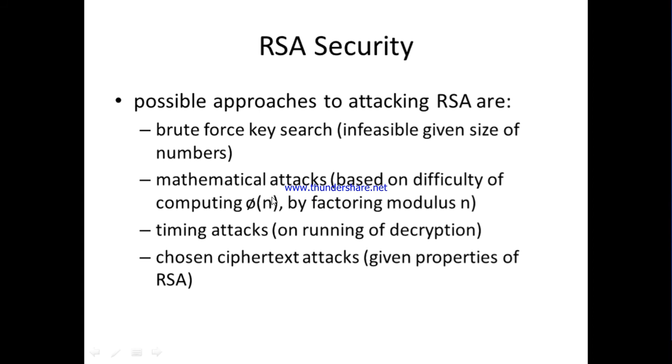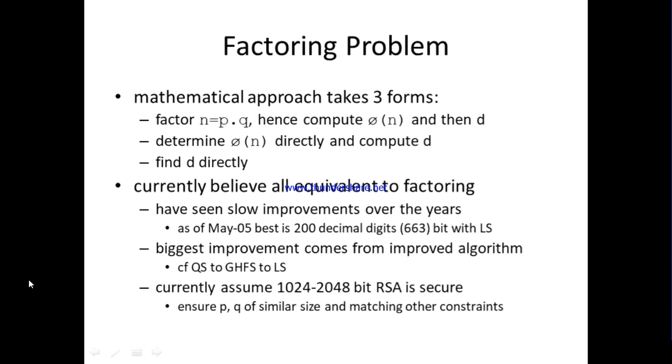How do we calculate phi of n? Phi of n is equal to p minus 1 into q minus 1. Even though we know n, it is very difficult to identify phi of n. Timing attacks on the running of decryption are also difficult. Chosen ciphertext attacks are attacks on the RSA algorithm, and most RSA implementations are affected by them. The attacker tries to choose a ciphertext and identify the key. Here you can see how some mathematical attacks are performed.